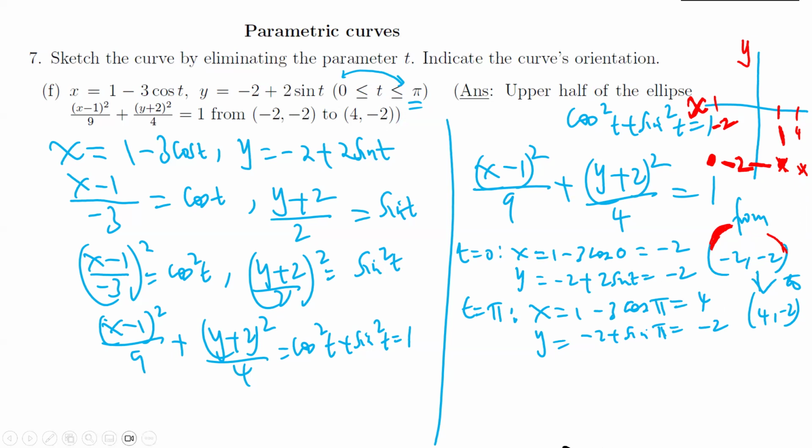What happens whenever, for example, in these, whenever x is 1, okay?